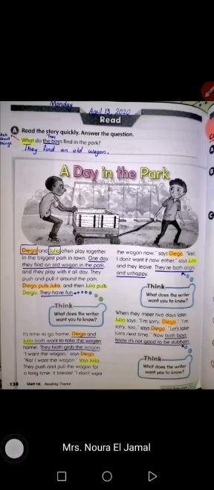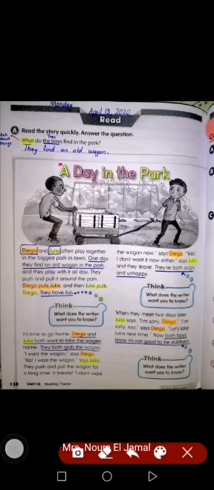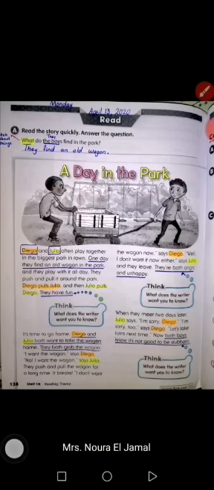What's the title of the story here? A Day in the Park. So what's the title of this story here? A Day in the Park. This is my title.